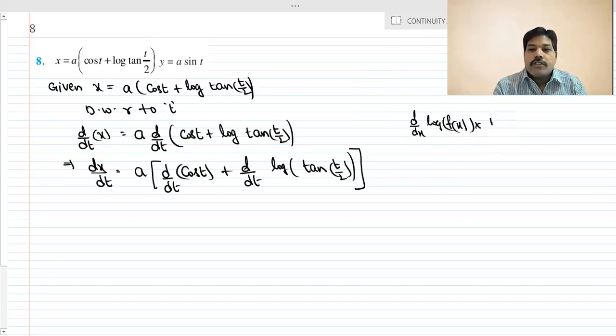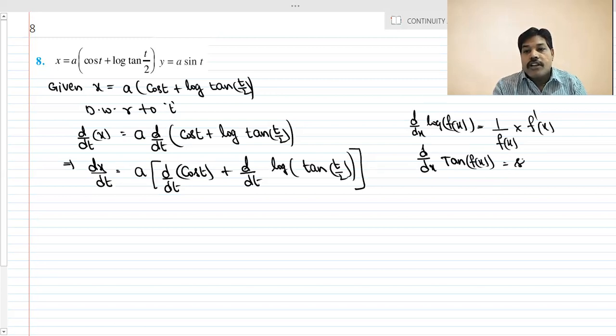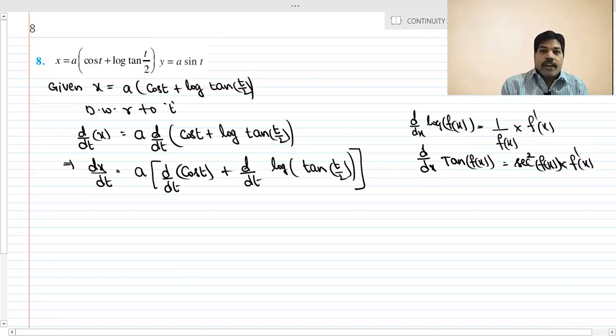That is nothing but 1 by f of x into f dash of x. Next, second formula: derivative of tan f of x. What is the derivative of tan f of x, students? Tan f of x derivative is secant square f of x into f dash of x.